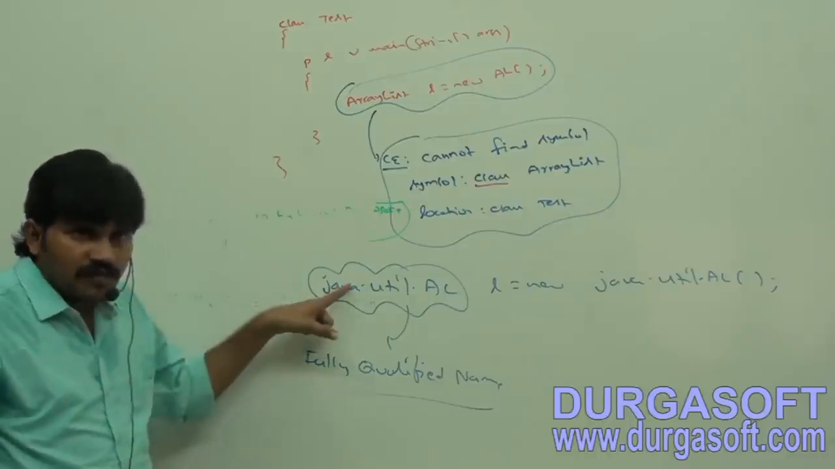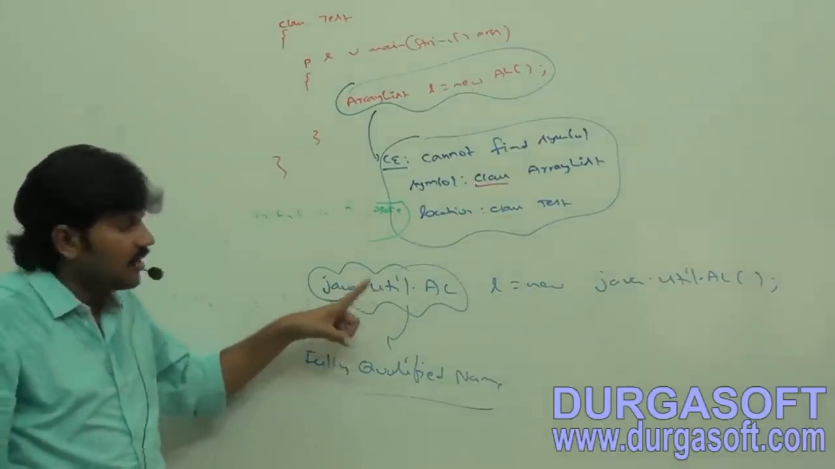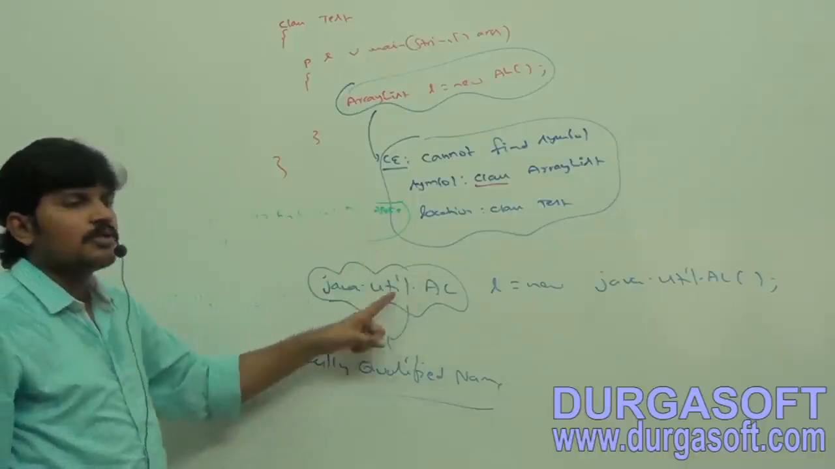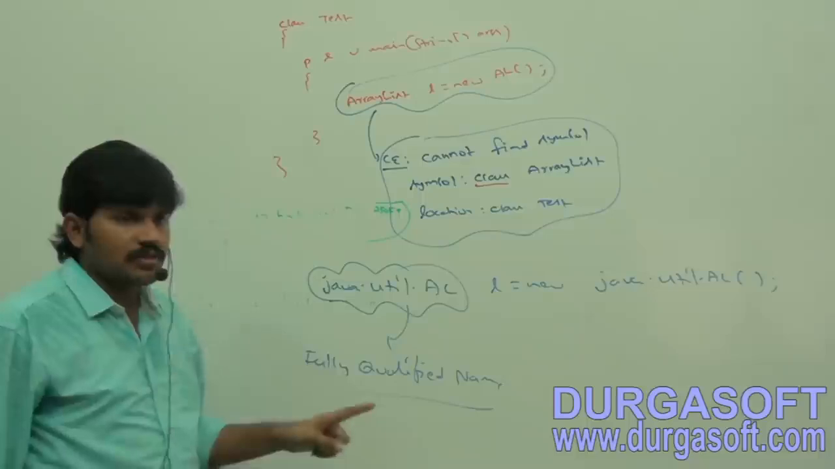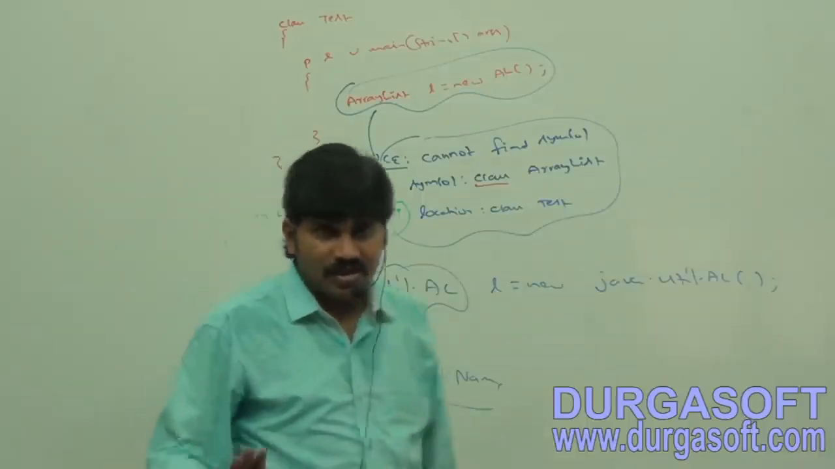So I am conveying to the compiler: hey compiler, do you know the java package? In that, the util package is there. In that, array list I'm using. So I hope now you are able to understand which array list I'm using. If I use this, happily the code is going to compile. Are you able to understand it?